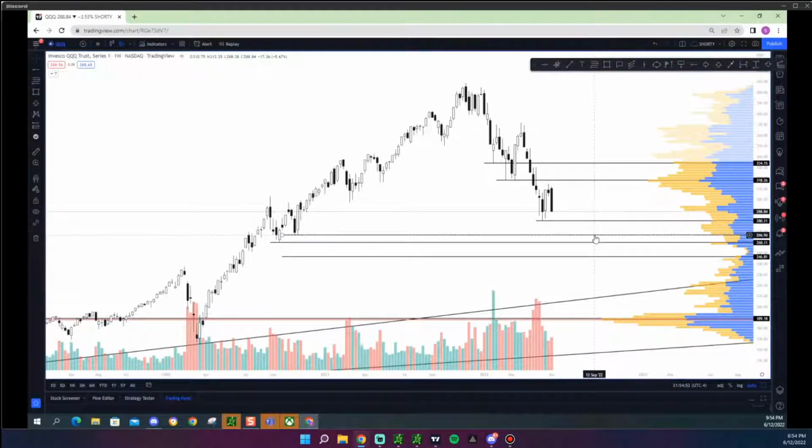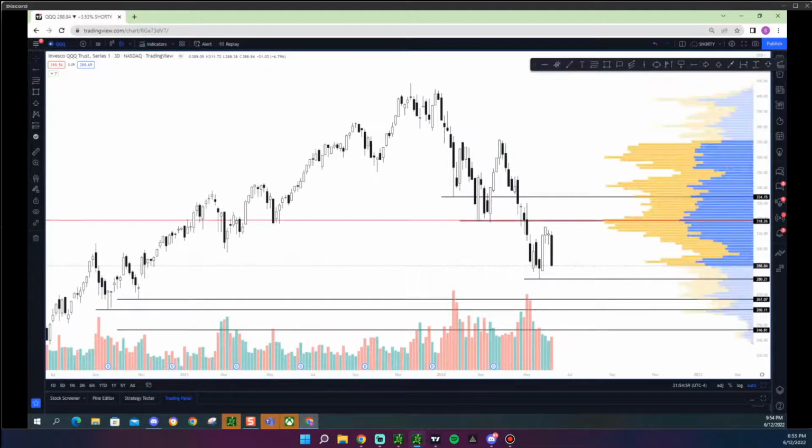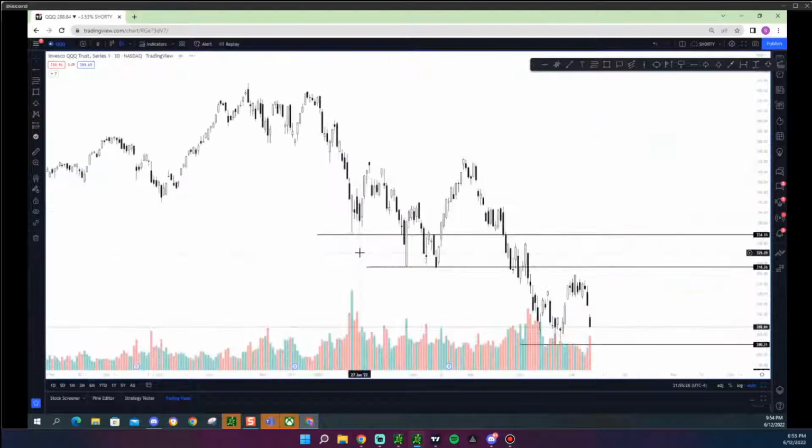Where are we right now in Qs? Does anyone know? Uh, 288. Oh, it has to be below 288. I'm sorry, 283.50. That sounds about right. And ES is just making another bear flag. That's 3 day. Let me check one day.